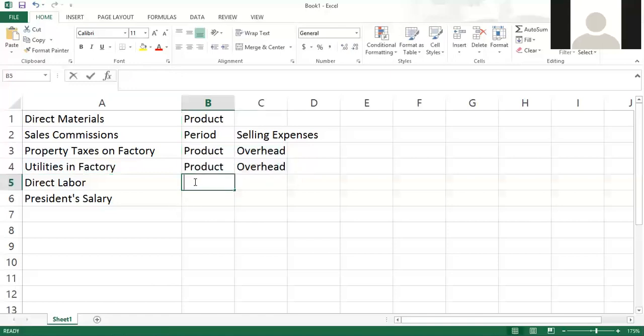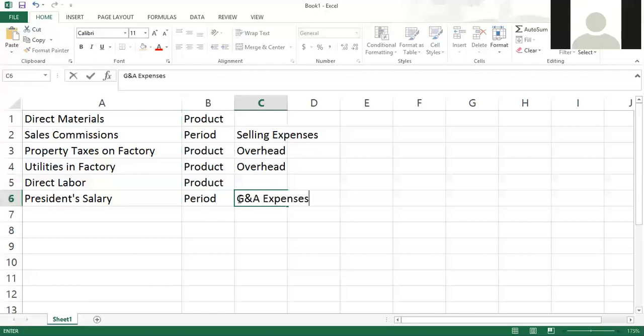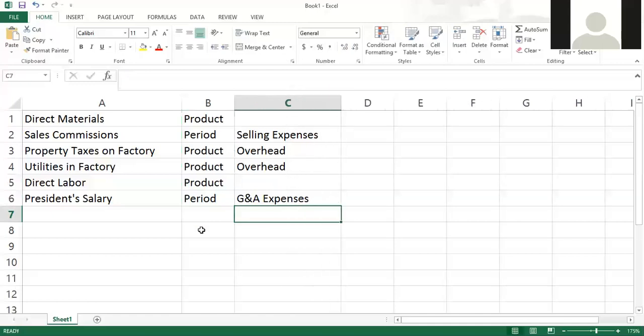Direct labor, we learned, is a product cost, and it's direct labor. That would be its subcategory. The president's salary, however, is a labor cost, but because it's not for somebody directly making the product, matter of fact, it's not even something necessarily in the factory, it's going to be considered a period cost and go in what we call general and administrative expenses. Hopefully that stuff is a review of what you saw in chapters 1 and 2.